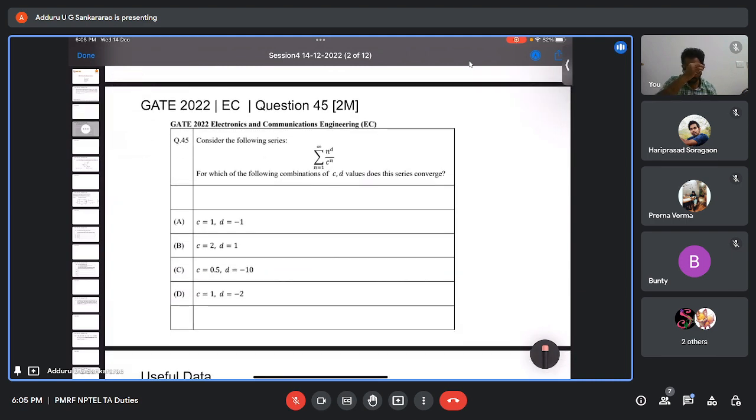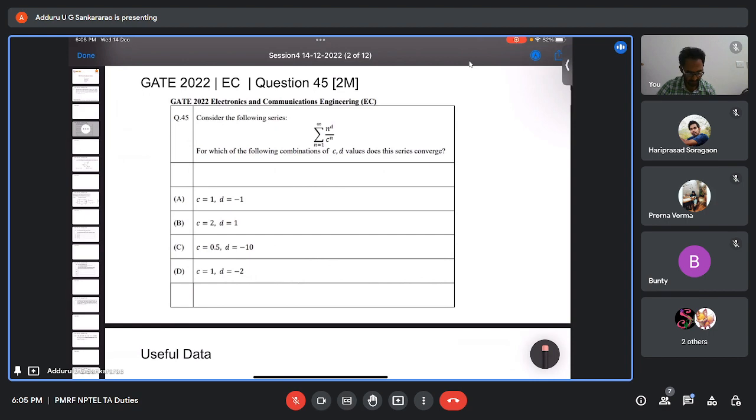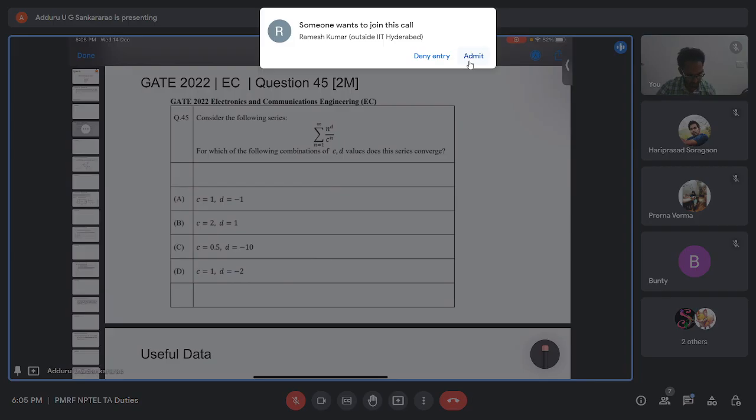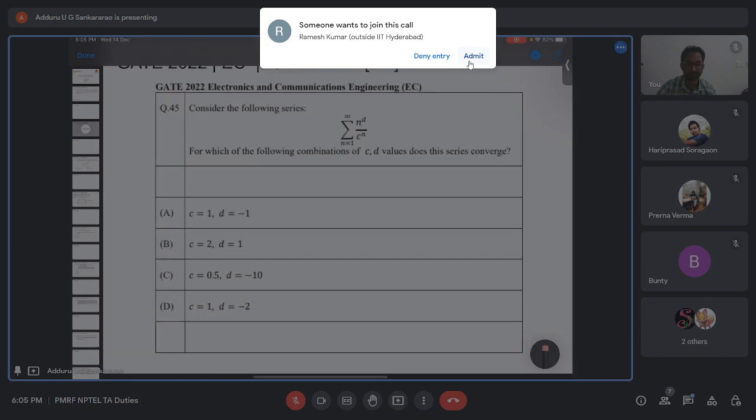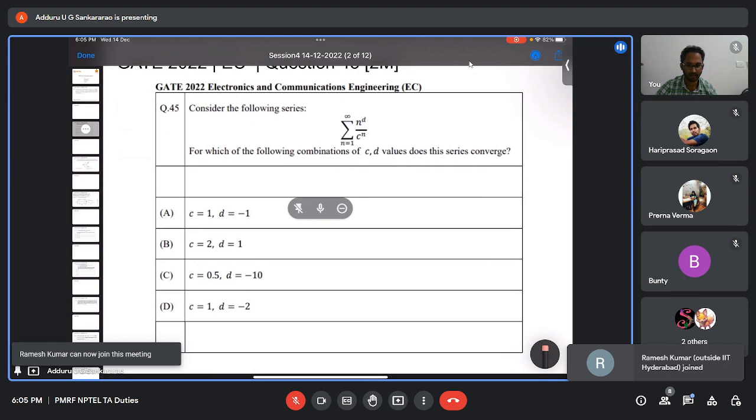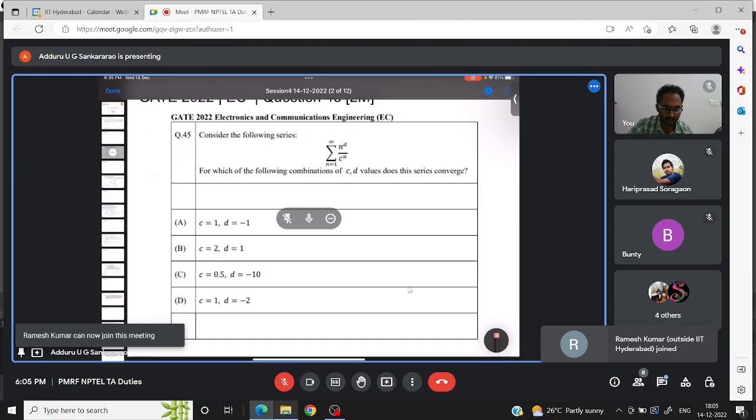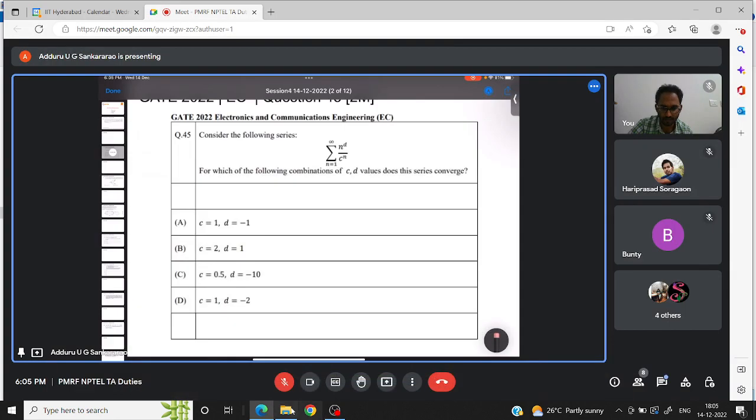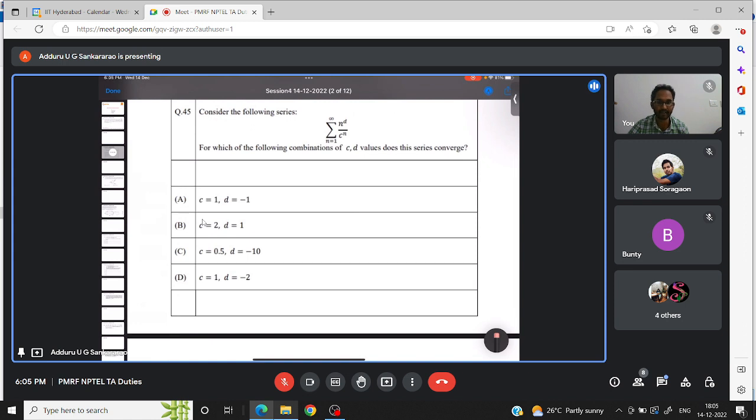So this was asked by one of you. This question is given in GATE 2022 for 2 marks. A series is given. Consider the following series, sigma n equal to 1 to infinity, n power d by c power n. For which of the following combinations of c and d values does this series converge? Four options they have given.